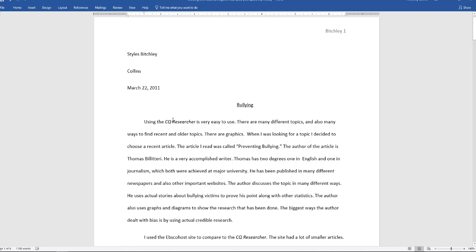"Using CQR is very easy to use." She's really talking about the database. She hasn't gotten into a specific article yet. She will soon. "There are many different topics and also many ways to find recent and older topics. There are graphics." Well, a lot of sources will have graphics. What are good sources that have graphics? How do you know they're authoritative?